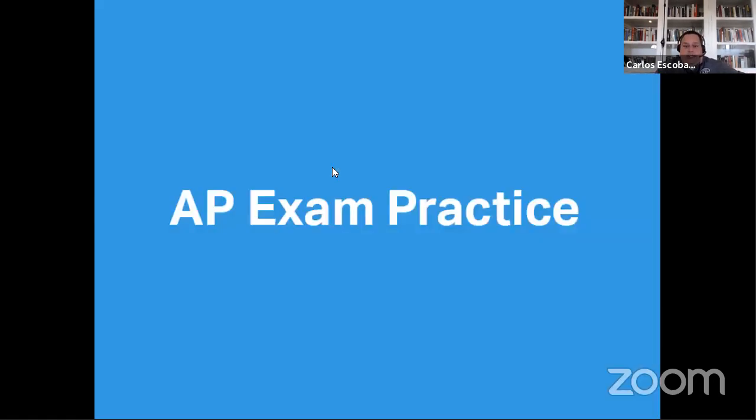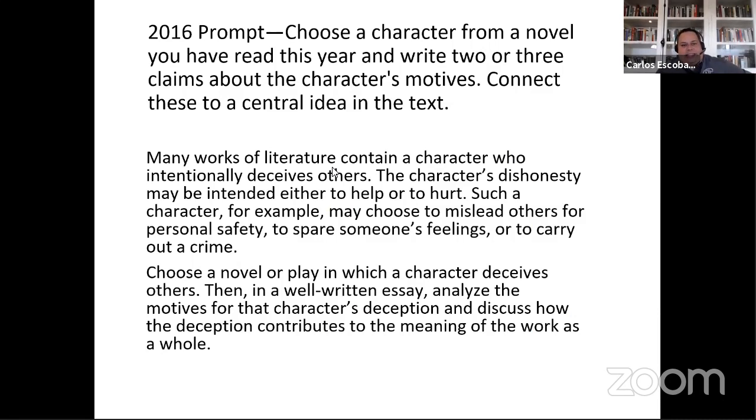We're going to practice these skills, and we're going to practice with the 2016 prompt. So let me read the prompt to you first. The prompt read, many works of literature contain a character who intentionally deceives others. The character's dishonesty may be intended either to help or to hurt. Such a character, for example, may choose to mislead others for personal safety, to spare someone's feelings, or to carry out a crime. Choose a novel or play in which a character deceives others. Then, in a well-written essay, analyze the motives for that character's deception and discuss how the deception contributes to the meaning of the work as a whole.